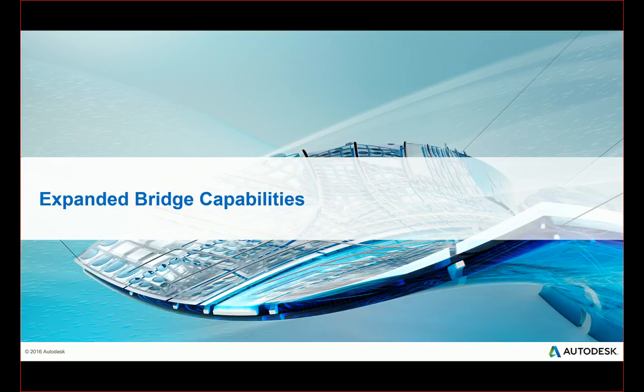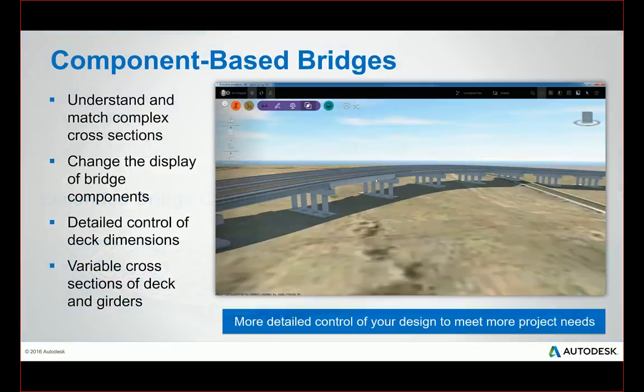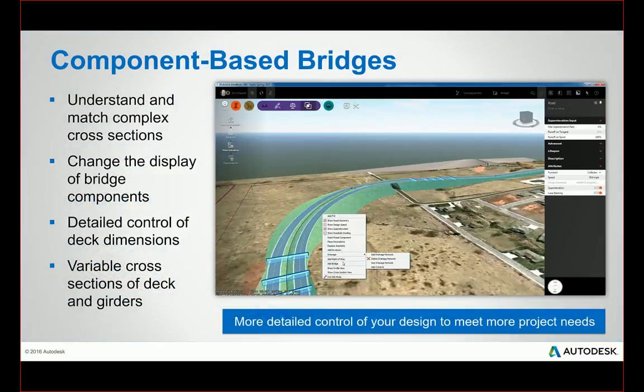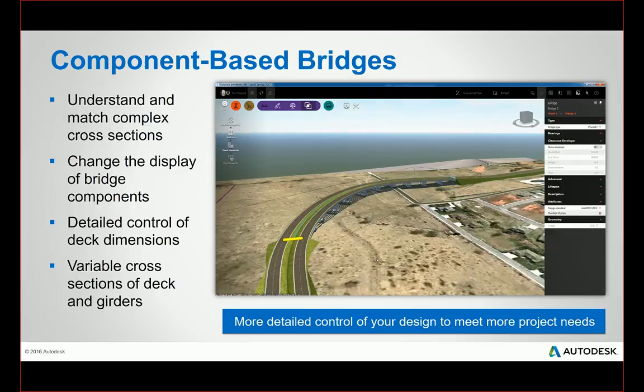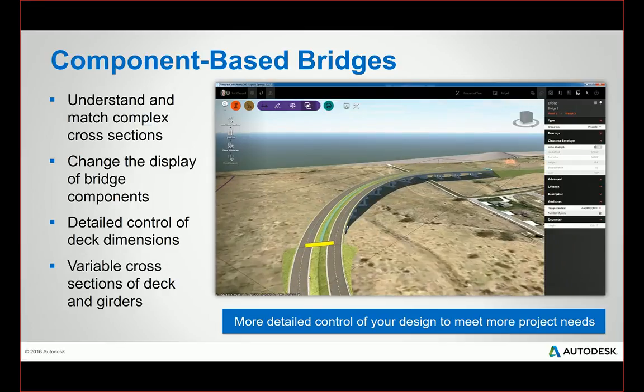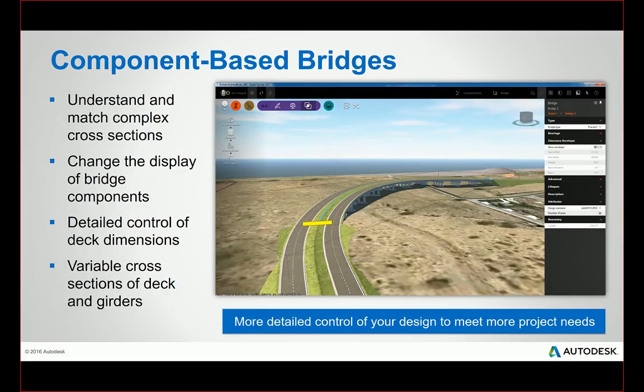Let's take a look now at how you can do even more with bridge design and analysis in InfraWorks 360. So bridges in this release of InfraWorks 360 has a sophistication that matches the component roads. Here we are creating a bridge on the complex road geometry from component roads. So the bridge has recognized that geometry and the cross-section from the component road.